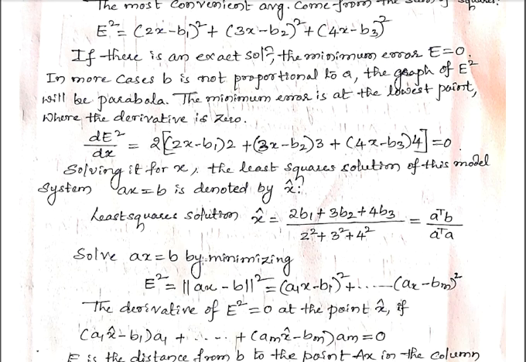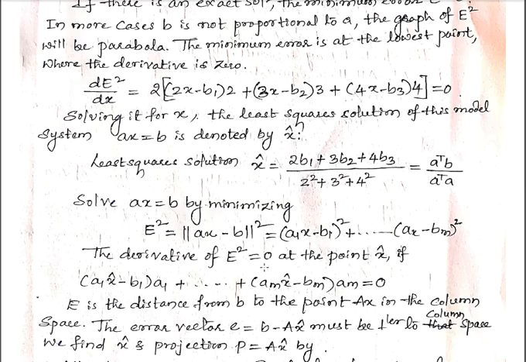So we solve this Ax equals b by minimizing E square equals (Ax minus b) squared. Depending on the number of terms in A, it is (a1x minus b1) plus (a2x minus b2), each squared, and similarly the last one is (amx minus bm) squared. The derivative of E square is 0 at the point x cap.